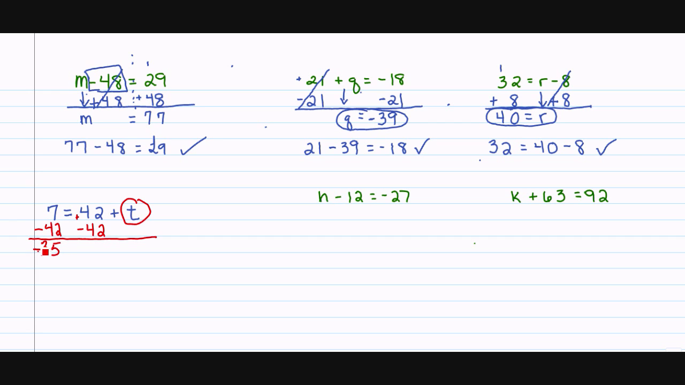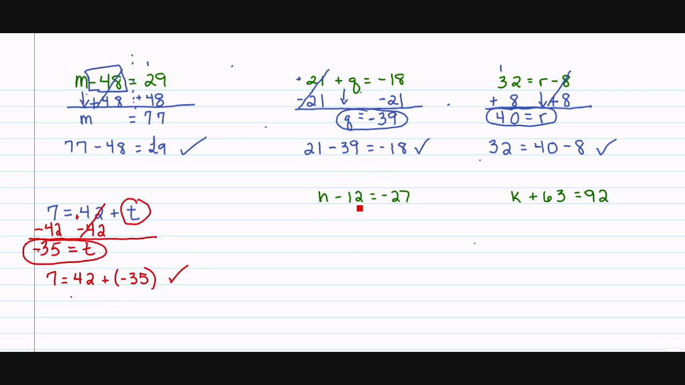My negative 35 equals t, because positive 42 and negative 42 cancel each other out. And so therefore t equals negative 35. Let's see if that's right. 7 equals 42 plus a negative 35, or 42 minus 35 is 7. Okay, let's go to this one.